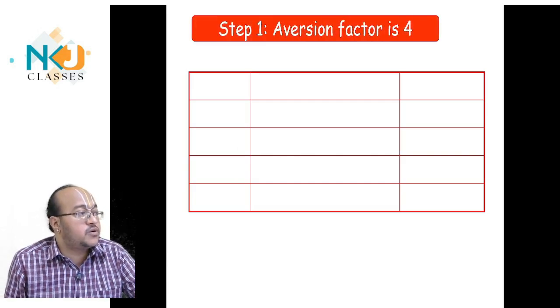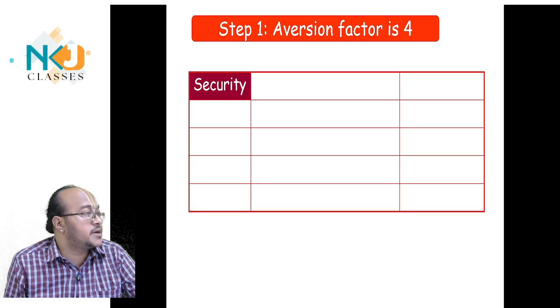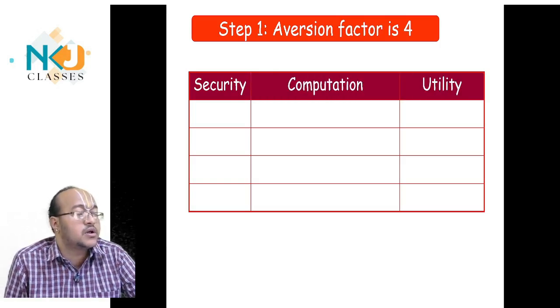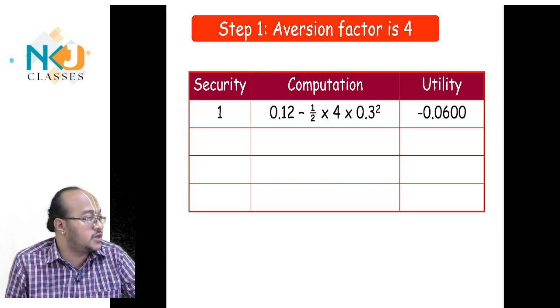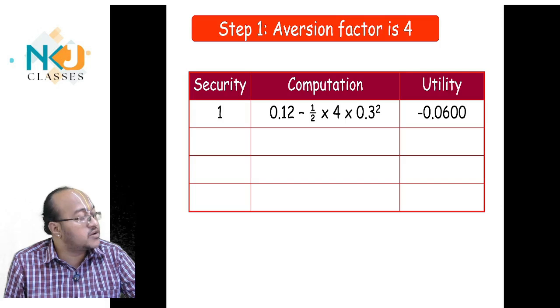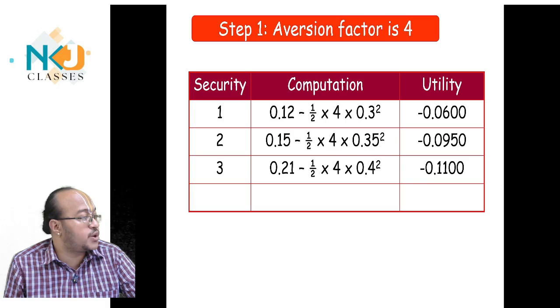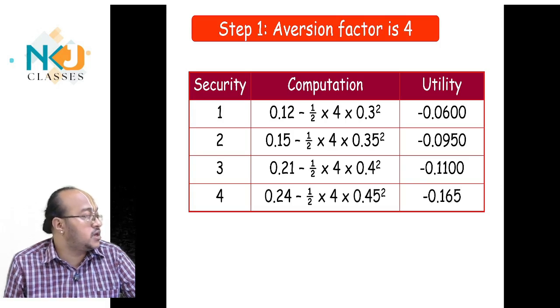Next. Step 1, aversion factor is 4. Step 2, when aversion factor is 4, how to compute utility? Security computation, utility. Same return, aversion factor only changed. Risk is also same. Like that, you will get minus 0.06, minus 0.0950, minus 0.11. For security 4, minus 0.165.